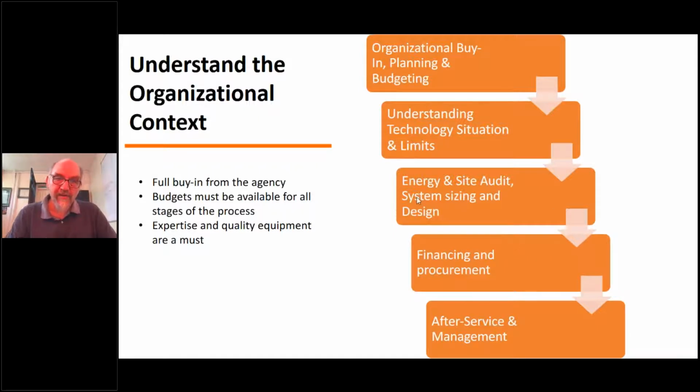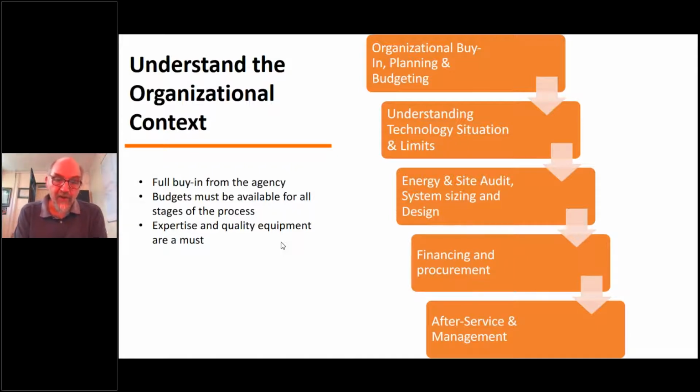So you need organizational buy-in, which includes planning and budgeting. You need an understanding of the technology situation and the limits of the technology. And when I say limits, what's the maximum? If you're running 35 air conditioners, the chances of that being powered by solar at a reasonable budget are not there. So we need to understand what the technology limits are. Then we need to do an energy and site audit, system sizing and design, and I'll come to that.